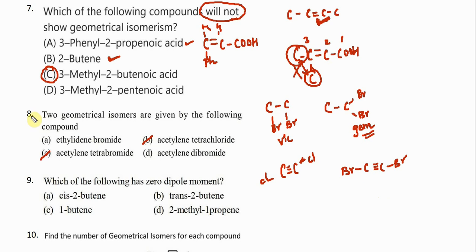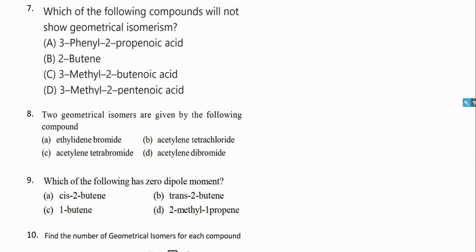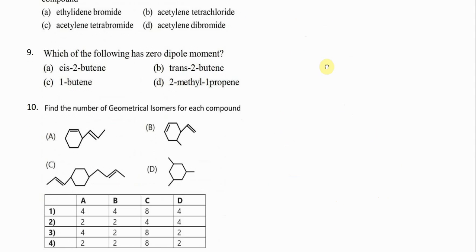I think the question is wrong. Two geometrical isomers should not come from this, because this cannot show geometrical isomerism. It's a planar molecule. So question 8, just ignore. Sorry about that. Let's go to number 9.